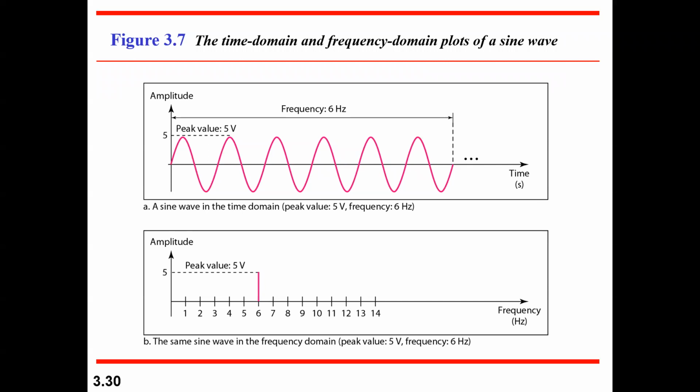If you look at this diagram on the top here, what is the frequency? Frequency is 6, okay, and the amplitude is 5. So there is just one straight line, or a vertical line. Okay, same thing represented using the frequency domain.